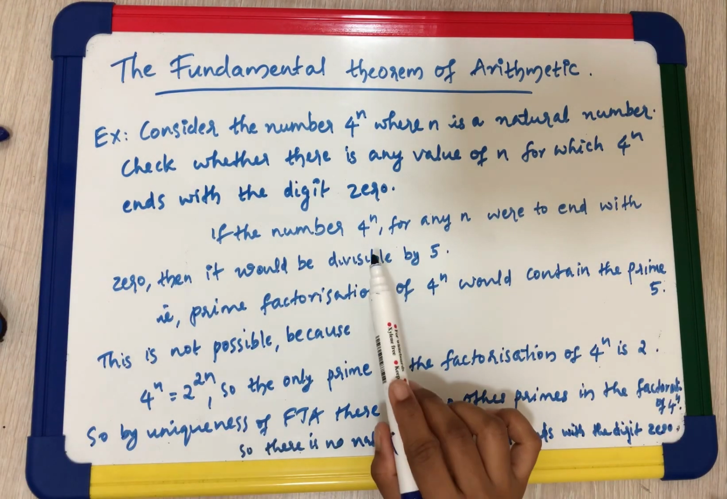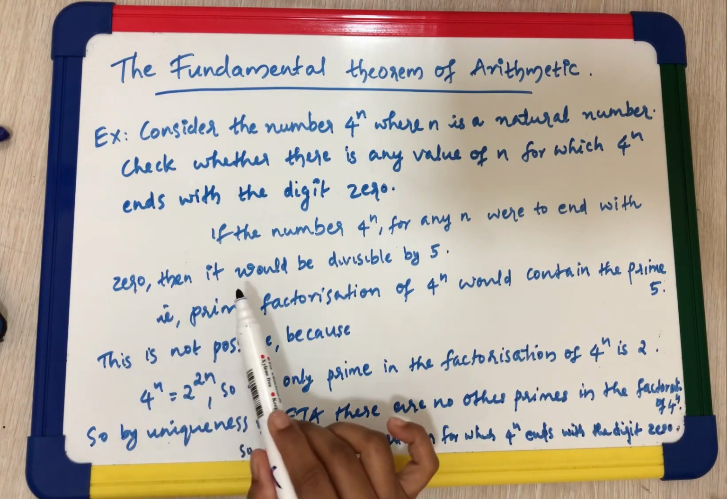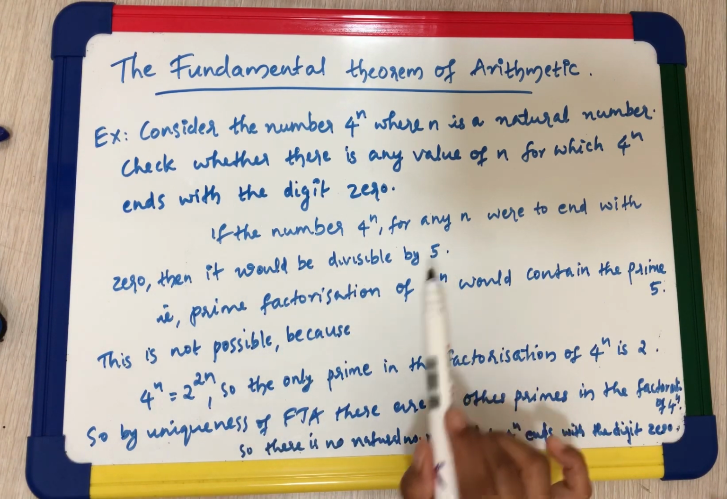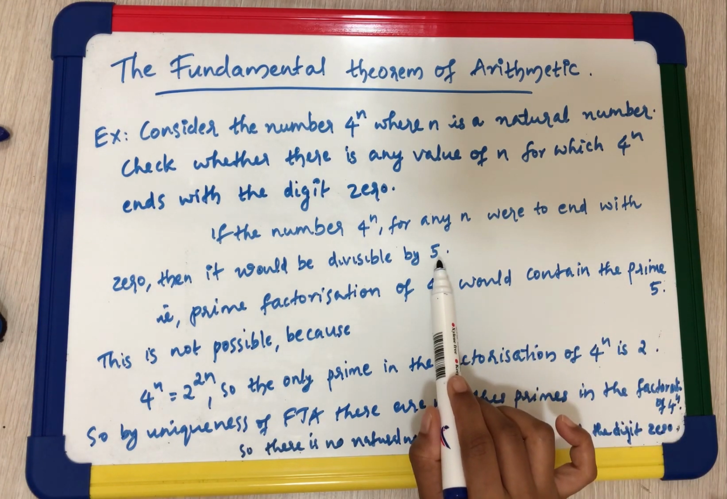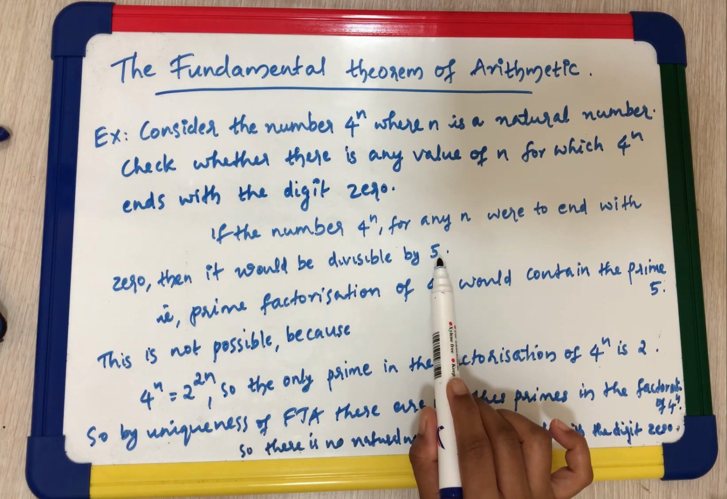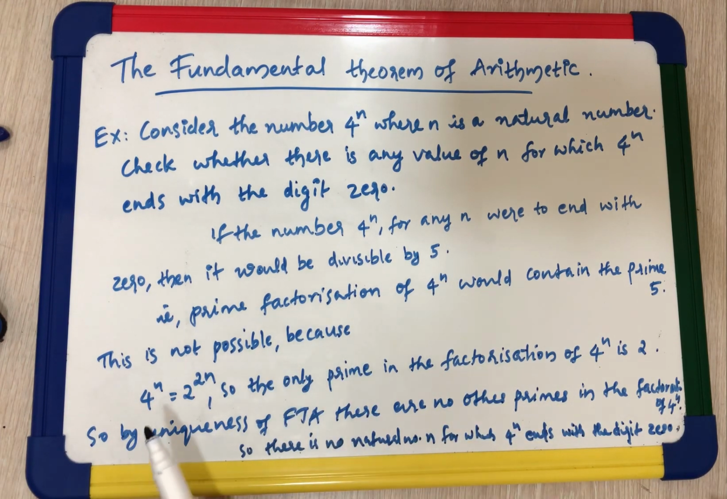See, if the number 4 raised to n for any n were to end with 0, then it would be divisible by 5. That is, the prime factorization of 4 raised to n would contain the prime 5. This is a prime number, so the prime factorization should contain this number. This is not possible because 4 raised to n is equal to 2 raised to 2n. So the only prime in the factorization of 4 raised to n is 2, because the prime factorization is unique by the fundamental theorem of arithmetic. So by the uniqueness in the fundamental theorem of arithmetic, there are no other primes in the factorization of 4 raised to n. So there is no natural number n for which 4 raised to n ends with the digit 0.